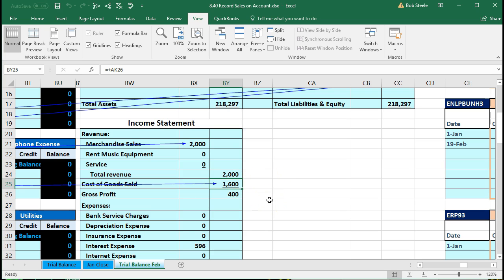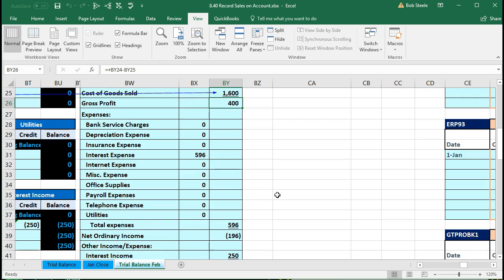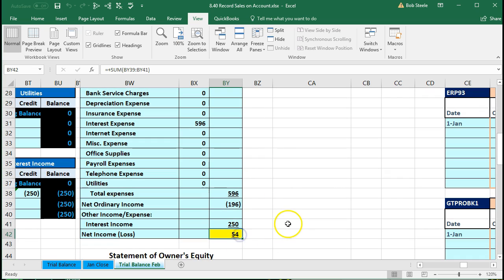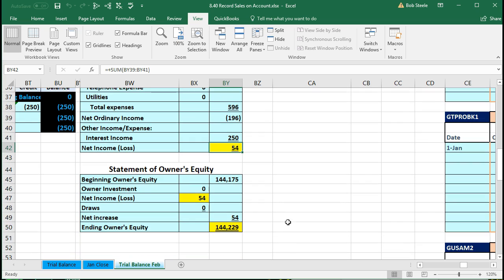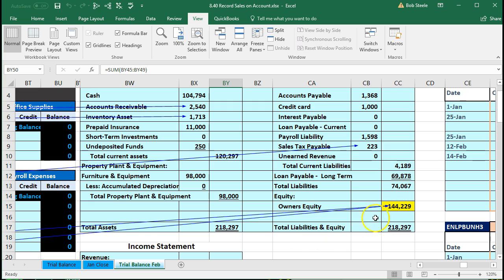The difference between those two is how much of a net increase there was in gross profit as well as net income. If we look at the bottom line, we have $52 in the second month here. That 52 is part of our statement of owner's equity calculation to get to the ending owner's equity balance of $144,229. That balance also found on the balance sheet right there, $1,044,229.